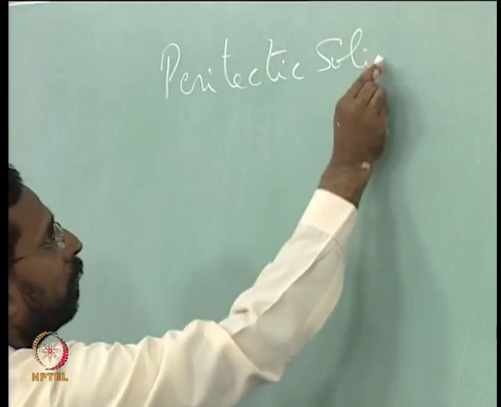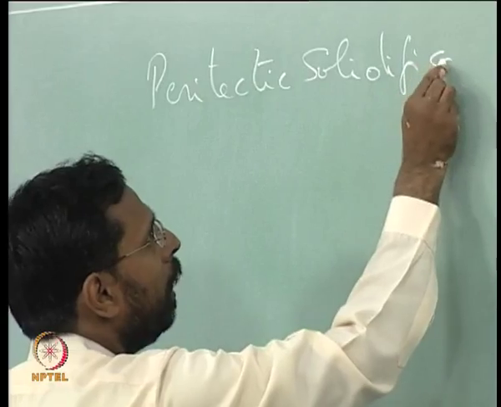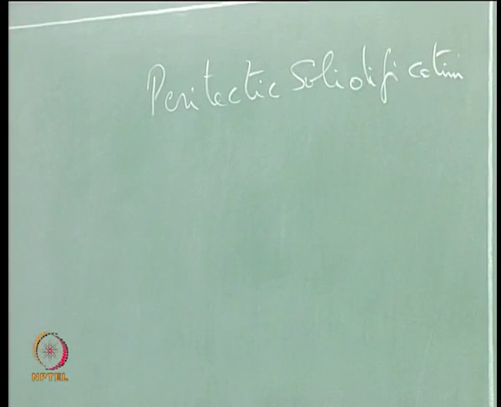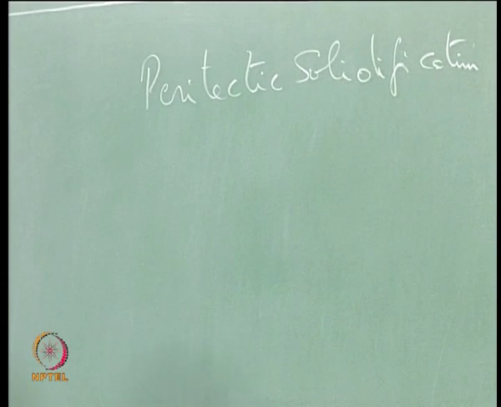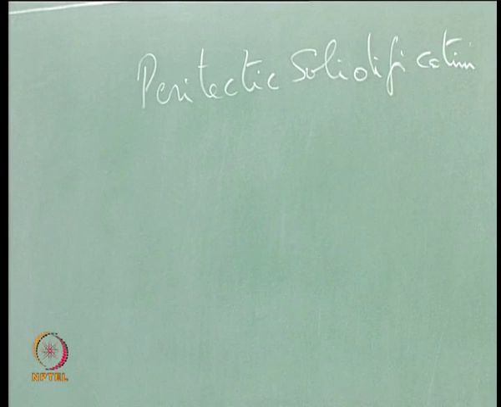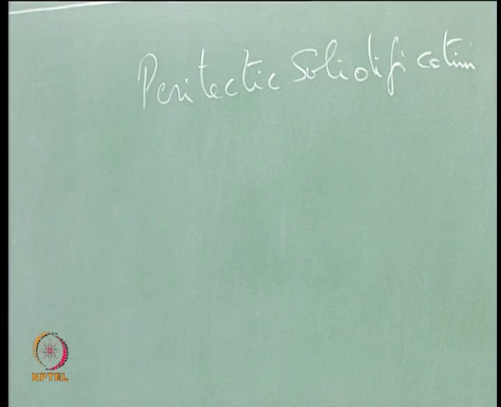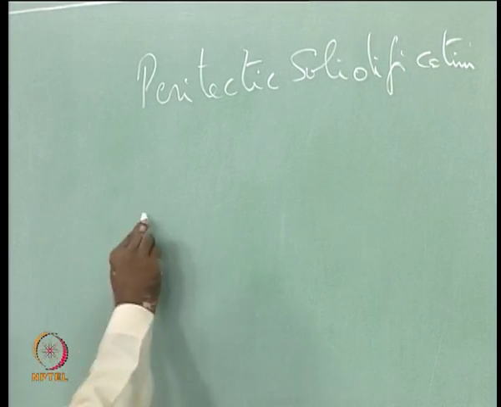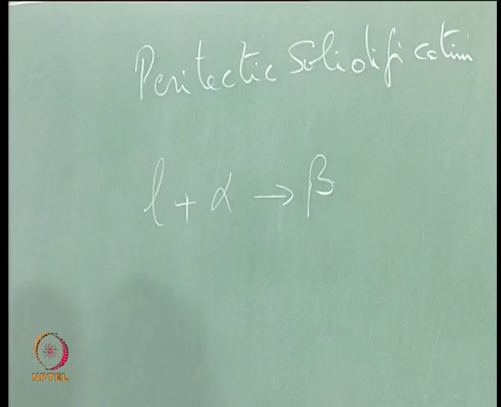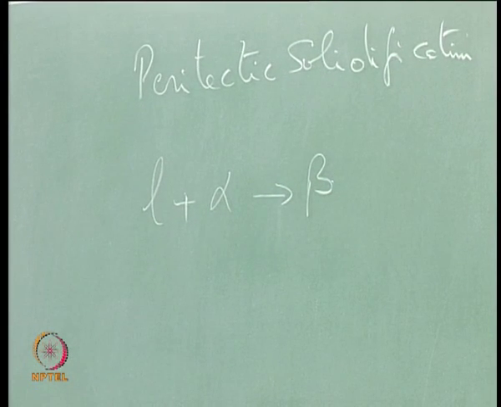Peritectic solidification. Peritectic solidification is a very interesting solidification process, where if you remember, what is a peritectic? Yes, liquid plus solid gives solid. Yes, liquid plus solid one gives you second solid. That is what a peritectic is. So, L plus, let us say, alpha gives you a beta. This is what a peritectic reaction is.